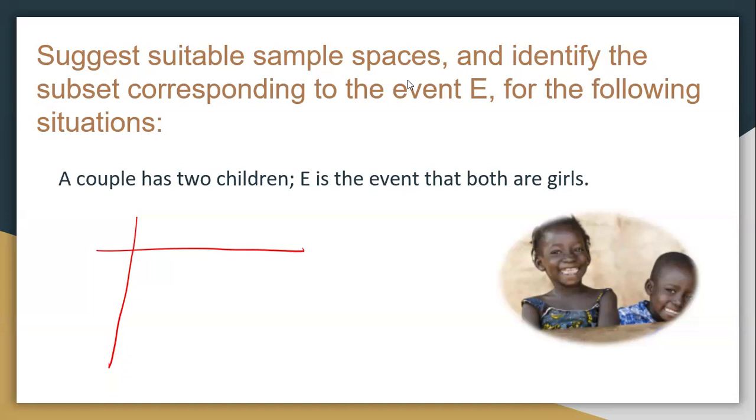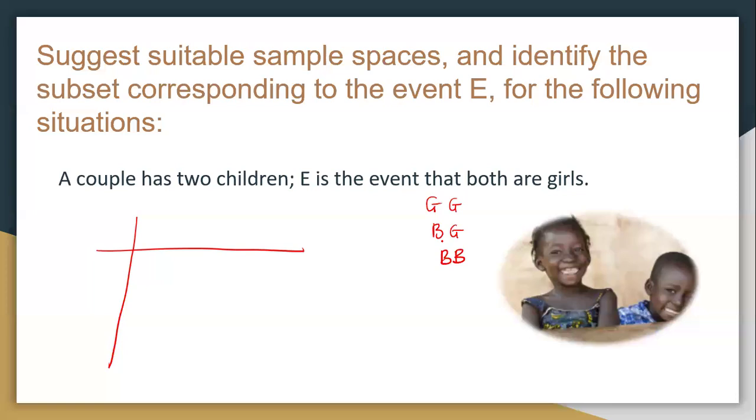Yes, Amara. Teacher, good morning. Teacher, may I say the possible outcomes? The question is a couple has two children, and the event is that they are both girls. Possible outcomes: it can be a girl and a girl, the first outcome. Then the second outcome can be a boy and a girl. Third outcome can be a boy and a boy. Yeah, I think those are the possible outcomes. Okay, thank you.